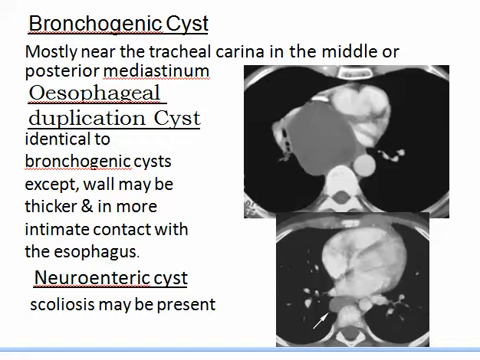In neuroenteric cysts, there should be vertebral anomalies, for example scoliosis. So these are simple cysts near to the trachea, in the mid or posterior mediastinum. Could be bronchogenic, could be duplication, could be neuroenteric. The more posterior is the neuroenteric, the more related to the esophagus is the duplication, the more related to the bronchus is a bronchogenic cyst.